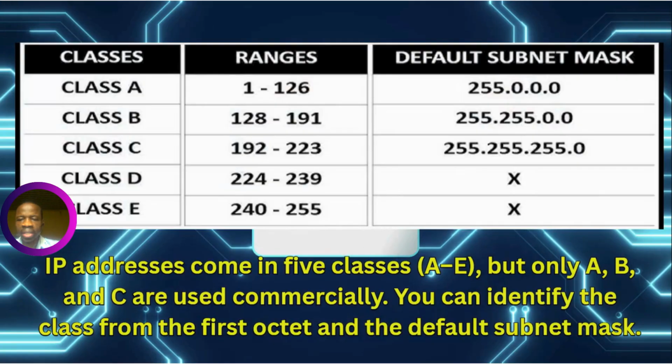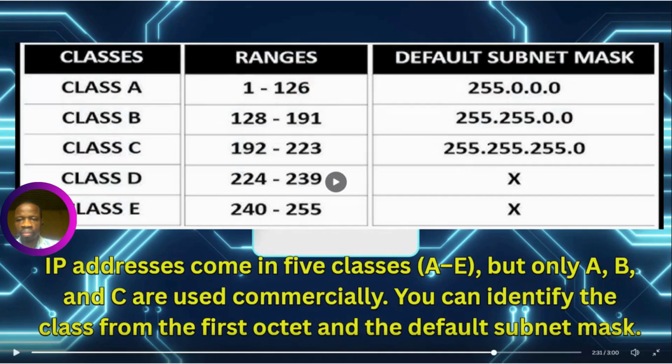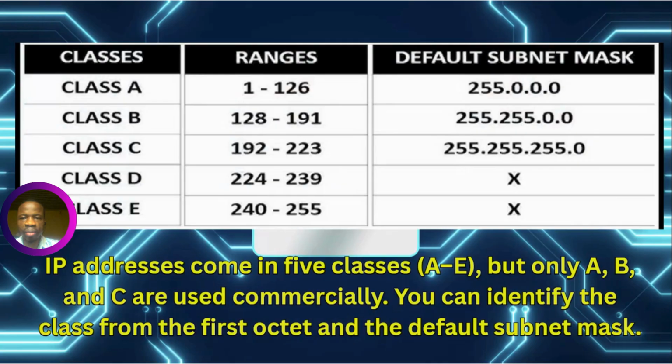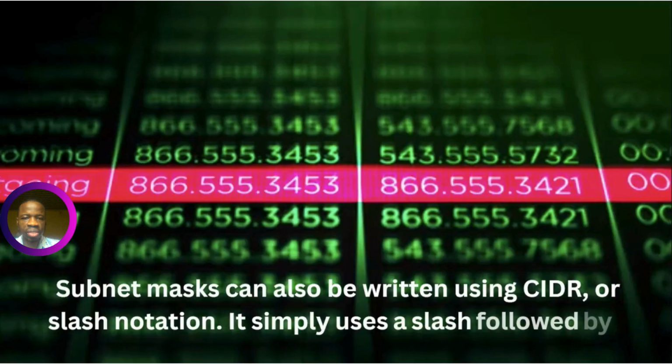Here we have the IP address classes. IP addresses come in 5 classes, A to E, but only A, B, and C are used commercially. You can identify the class from the first octet and the default subnet mask. Like you have here, you have your range. The classes are A to E, the ranges go from 0 to 255, and the default subnet mask, like 255.0.0.0.